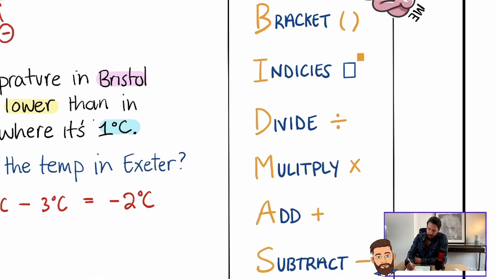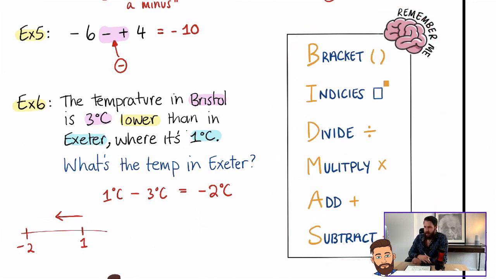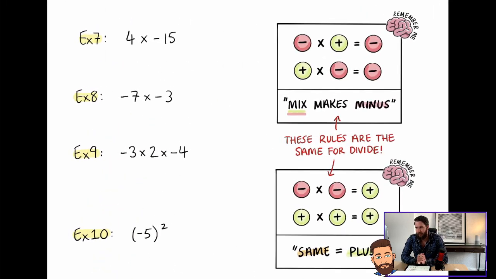So we'd have to do a bracket first if we saw a bracket, then next in line, the next element that is most important would be indices, which is a power. So this little power here, like 2 squared, that would be an indice. Divide, obviously, times, add and subtract. So we're going to take the BIDMAS element into an example in the next page, which will take us on to how do we multiply and divide negative numbers.